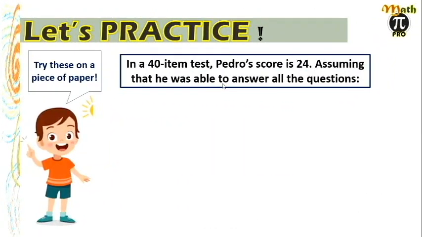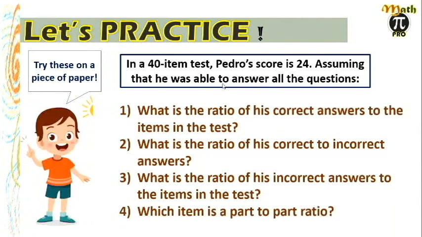Can you try this on a piece of paper? In a 40-item test, Pedro's score is 24. Assuming that he was able to answer all the questions, I want you to pause the video for a while and spend a few minutes to answer the following questions. Right, let us see if you are able to get the correct answers.